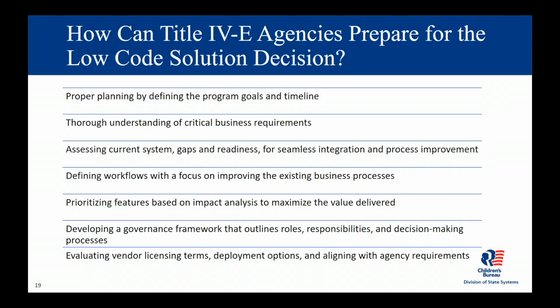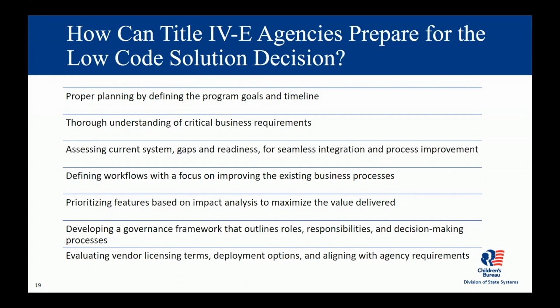Slide title, How Can Title IV Agencies Prepare for the Low-Code Solution Decision? 7 bullets are read and described by presenter. We will discuss how agencies prepare for making an informed low-code solution decision here. So, understanding the factors that we discussed earlier was just a start. Preparation is actually half the battle won. So, how can the agency prepare themselves? Think about what you want to achieve with low-code. Is it improving business process, streamlining operations, or driving innovation? Because your vision and program goals will guide a successful adoption of low-code solutions.